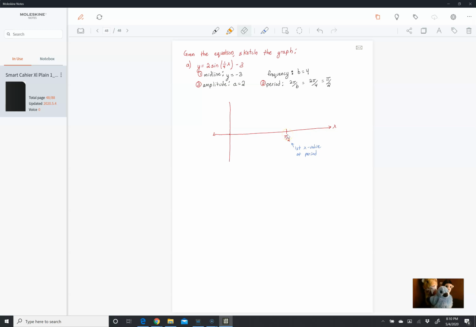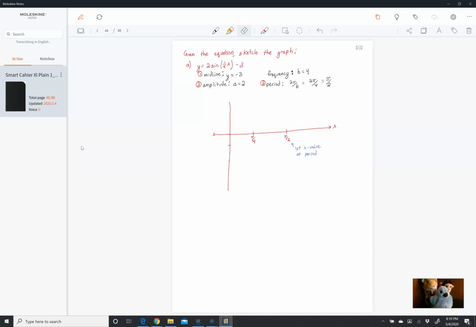And if you notice, we're dividing it into 4 parts, right? So we're going to take pi over 2 and we're going to divide it in half. This is going to be our second point. When we take pi over 2, we're dividing it in half. Pi over 2 divided by 2 is pi over 4. And actually, we could put in our midline first. I didn't put that in first, but we can do that first.